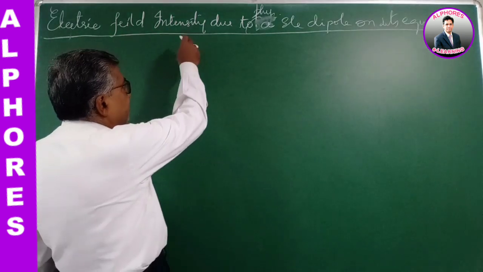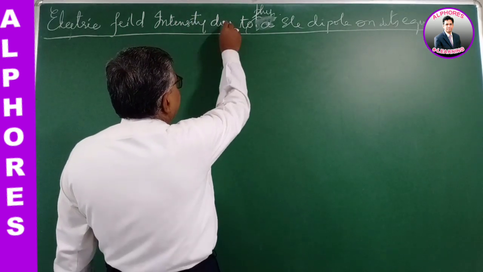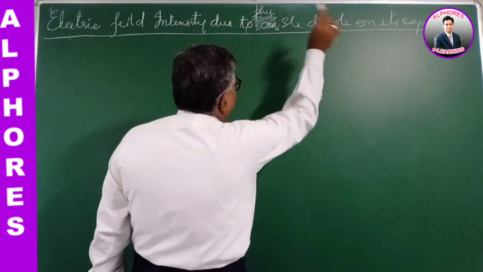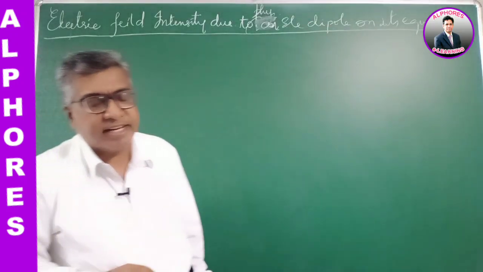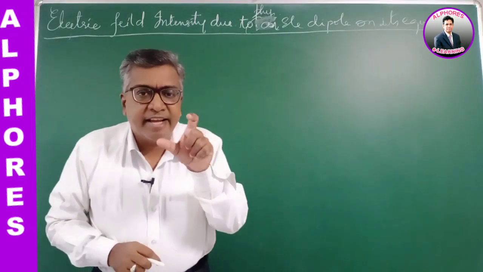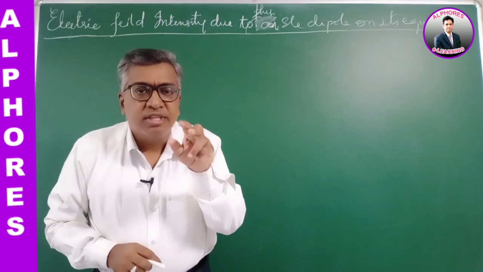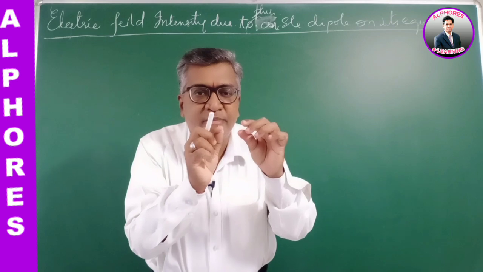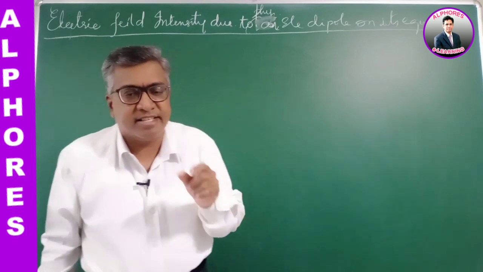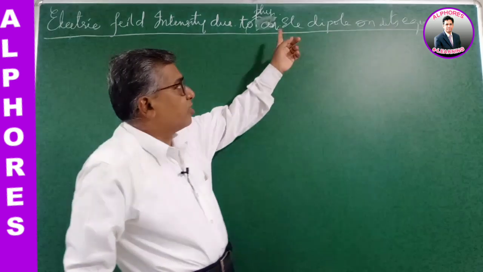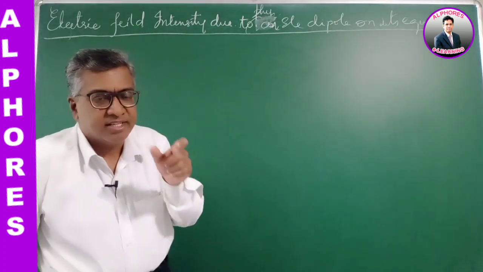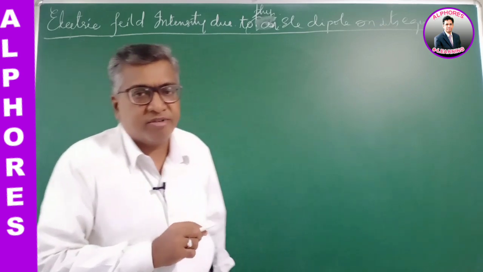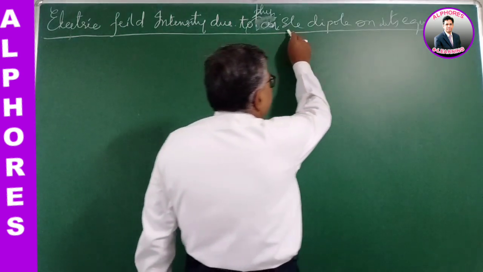Now we have to find the electric field intensity due to an electric dipole. Now, what is an electric dipole? A dipole, two poles, is the combination of two equal and opposite charges separated by a small and finite distance. The system of two unlike charges, equal and opposite, separated by a small finite distance is an electric dipole.